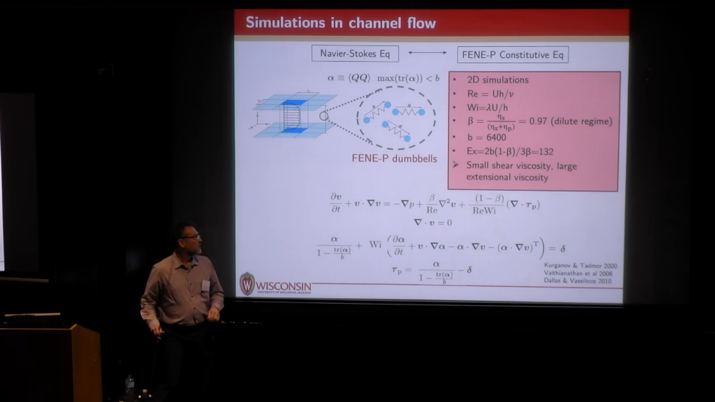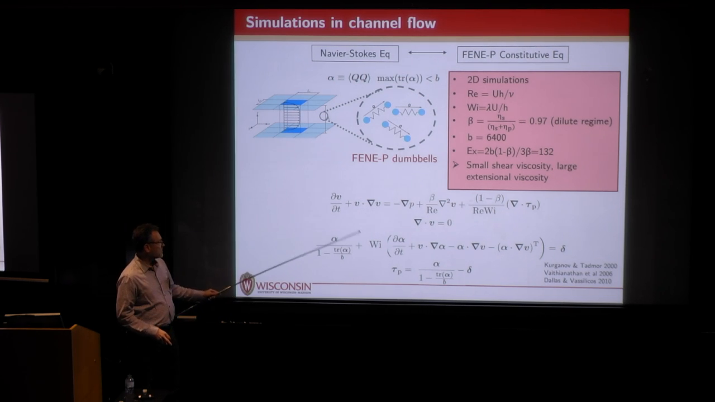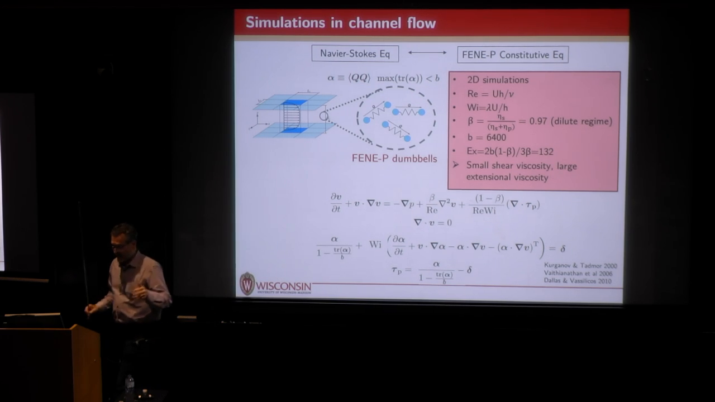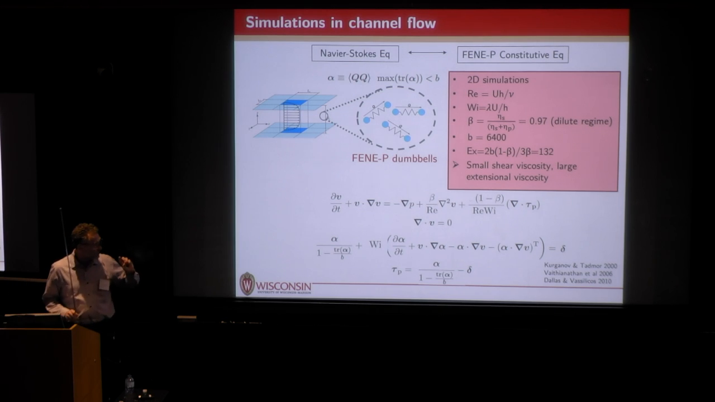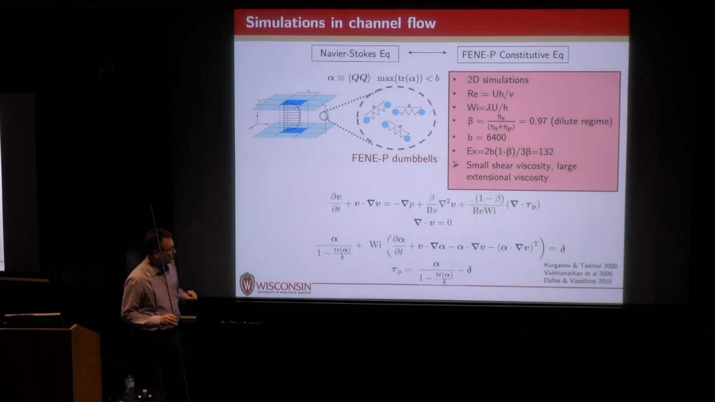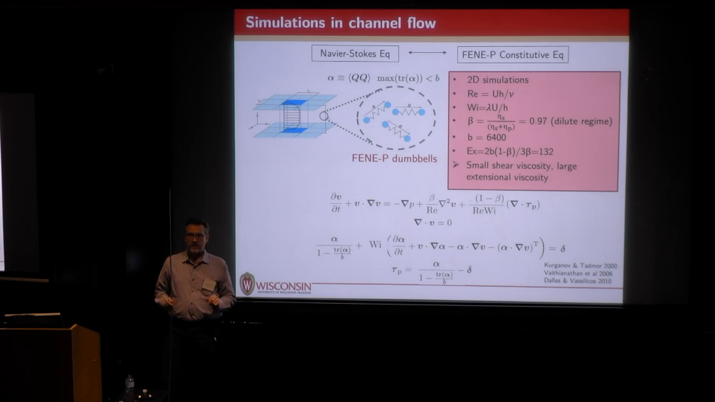And so we've got Navier-Stokes. This is the evolution equation for the FENE-P model, and we're solving this with methods that don't have artificial stress diffusivity, at least the more recent results are with methods which don't have artificial stress diffusivity.